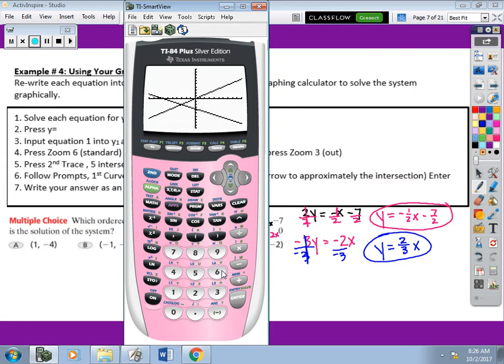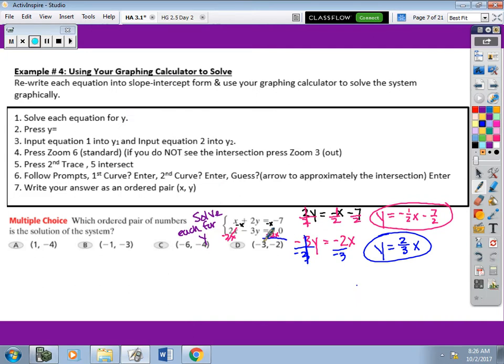And then find the intersection if you haven't already, pressing second trace. Option 5 for intersect. Again, first curve and second curve are really kind of silly questions. The only reason your calculator asks you is eventually we'll graph like 5 lines. And if we want to find the intersection of just 2, you need to tell it which of the 2. So that's why it asks. I know right now it seems pointless. And then the guess. We get as close as possible, and we should get -3, -2, which would be answer D.